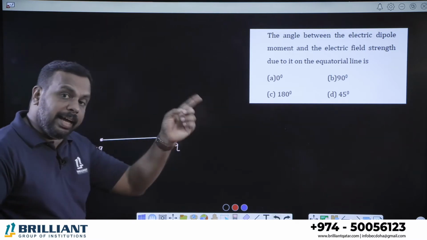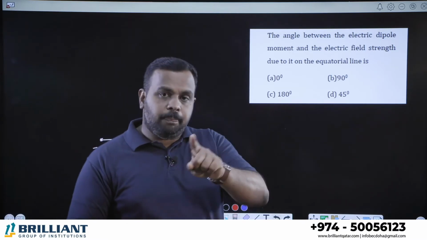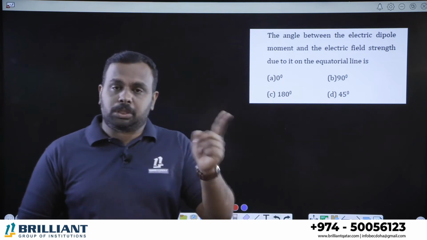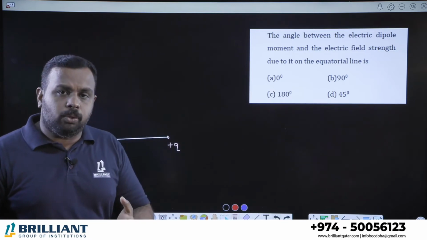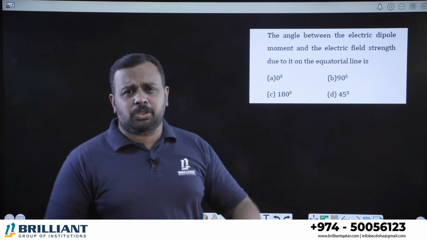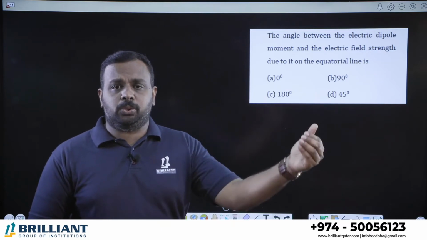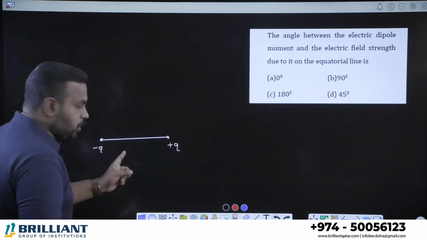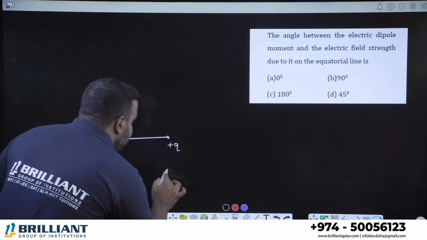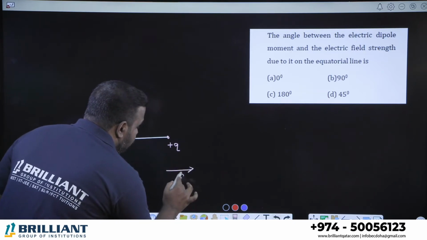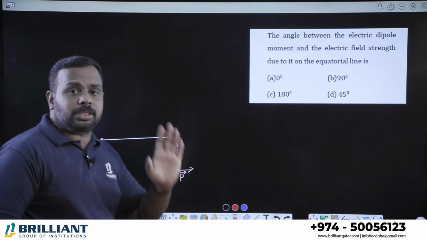So what is the direction of dipole moment? Dipole moment is a vector quantity, you know that. And what is its direction? Direction of dipole moment is from negative charge to positive charge. That means it is from minus q to plus q, right? Minus q to plus q means here you can see that it is directed towards right. No doubt. Dipole moment is directed towards right.